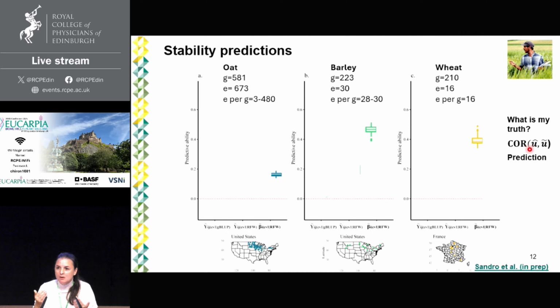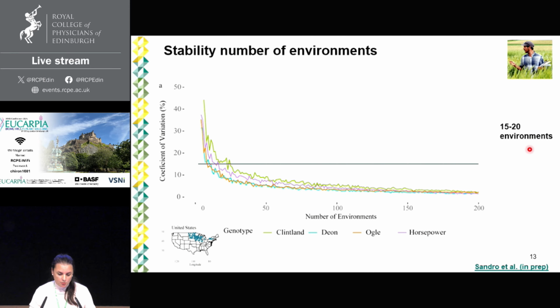The other one is, maybe it's just because we have very little data in general, and predictions are also really bad. So we did a few things. With these genotypes that we have evaluated forever, we evaluated what this estimate was and what the variability of that estimate was. We also look at the mean square error. Here I'm showing the coefficient of variation of that estimate, and you can see that 15% coefficient of variation is reached with about 15 to 20 environments. So with that, I think we're pretty good at estimating that stability.